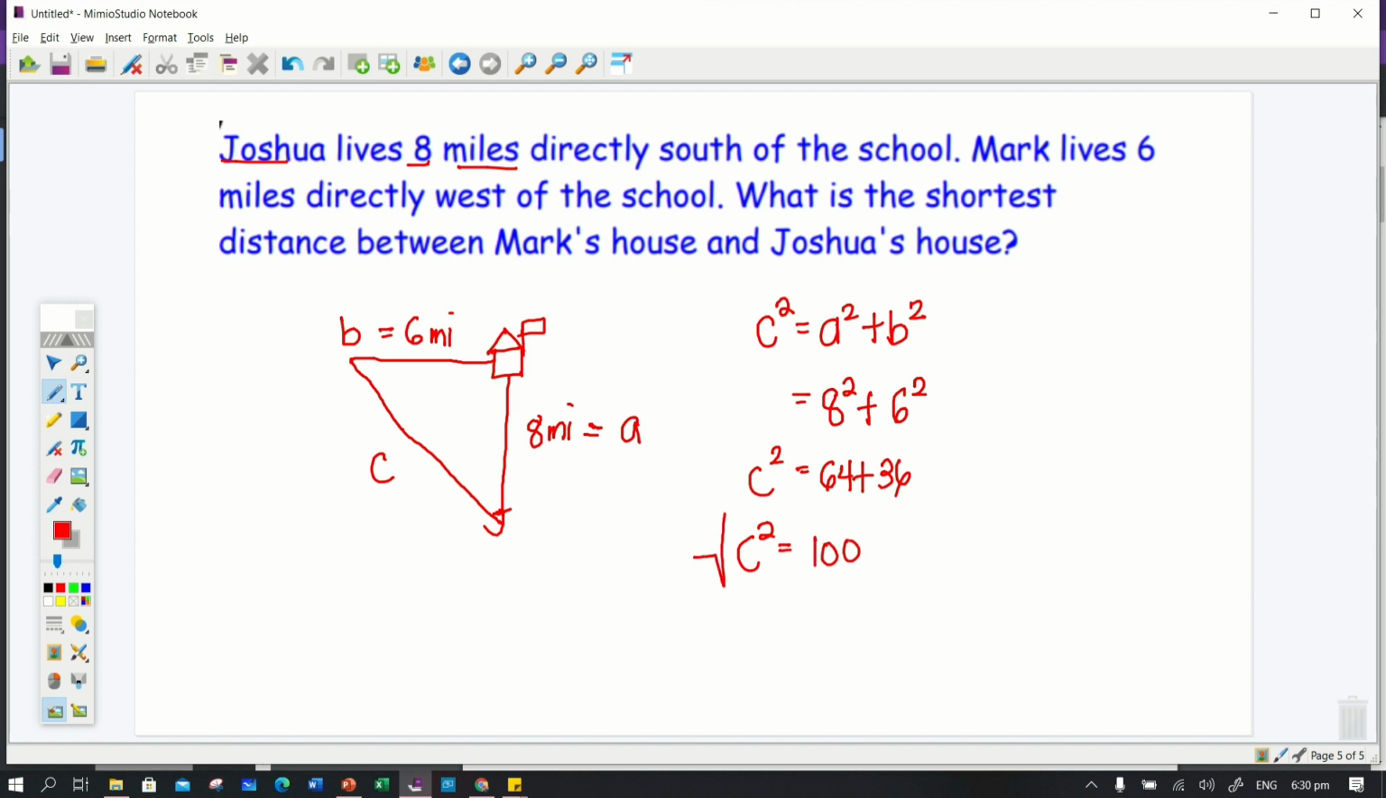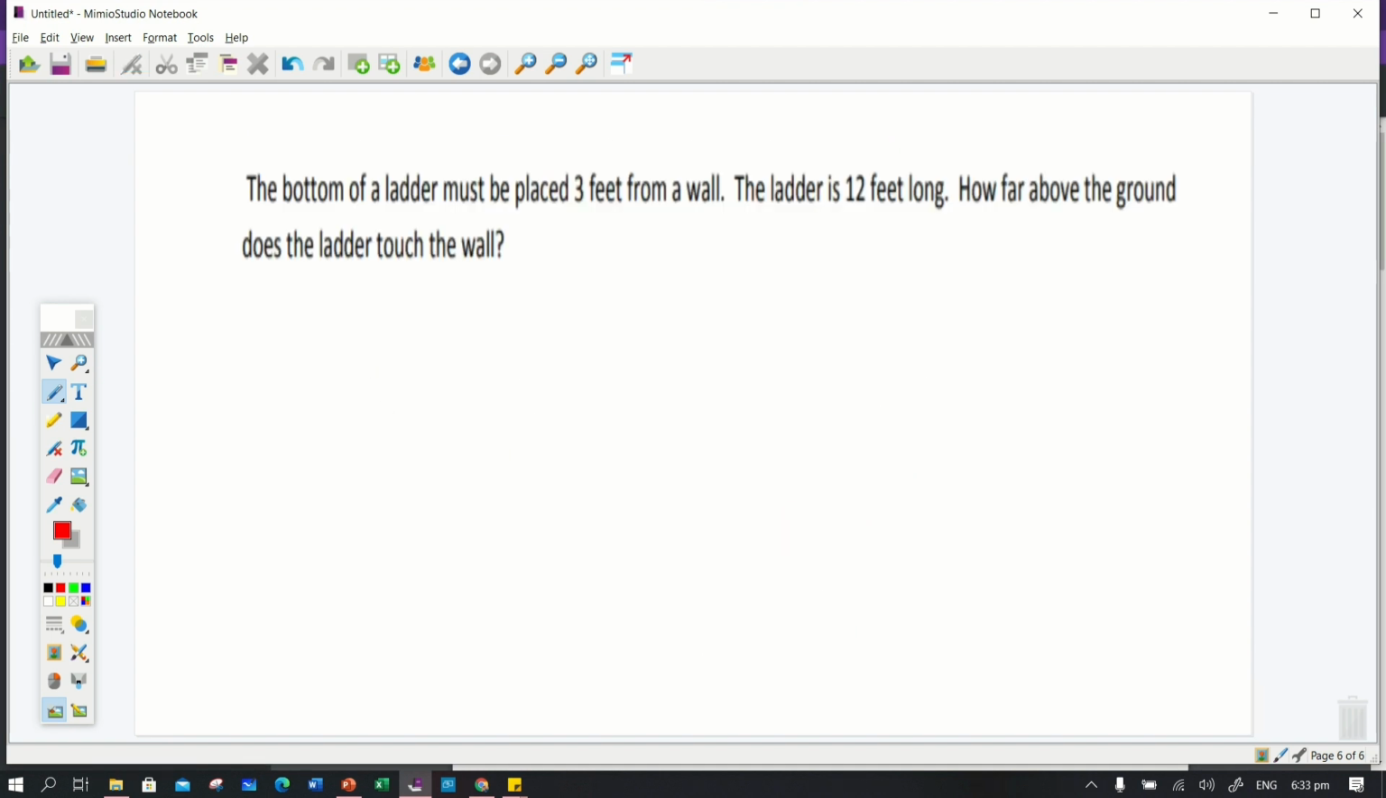Then applying extracting square root, this is cancelled out. We have c is equal to the square root of 100, and that is 10. So therefore, the shortest distance between Mark's house and Joshua's house is 10 miles. Okay? Let us try to answer problem number 2.